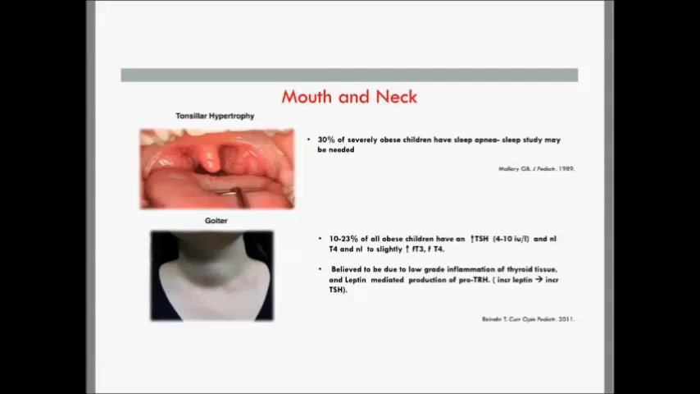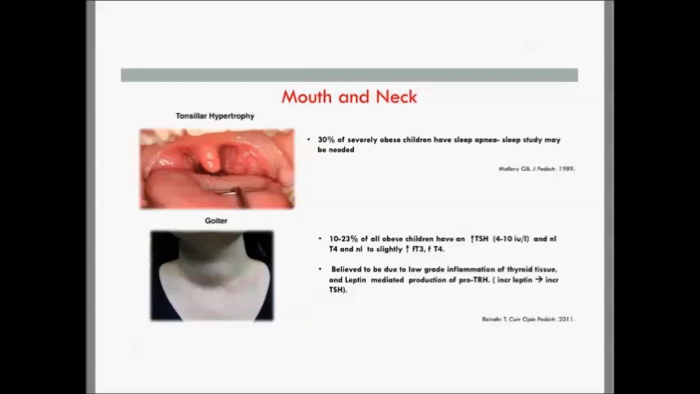30% of obese children have sleep apnea, so sleep studies may be needed. So something you want to look at is a couple of things. Number one, you want to look at the size of the tonsils. Oftentimes, one of the treatments for sleep apnea is just taking out the tonsils and adenoids as part of the treatment plan. Also, look at the weight around the face, look at the weight around the neck, look at the size of the tongue. Those can also give you signs of whether or not that child has sleep apnea.